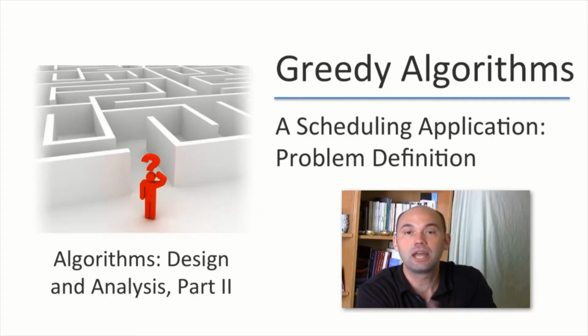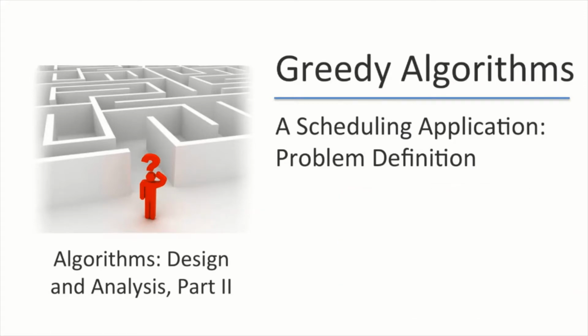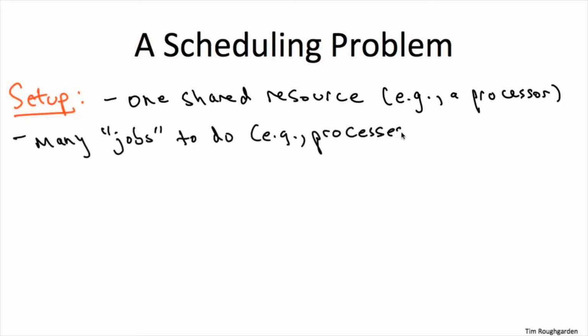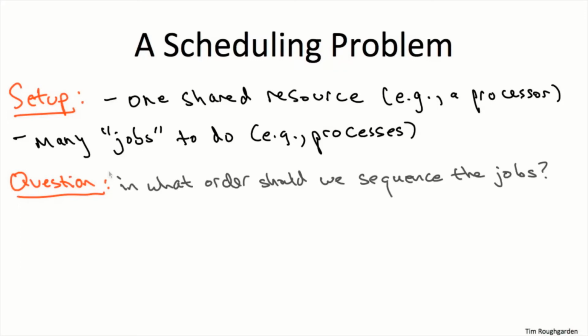We'll start for today just with the following simple scenario. We'll assume for today that there's just one shared resource. This resource could represent any number of things. For concreteness, you can think of it as a computer processor. And then there are a lot of different things that have to get done. For example, there are a lot of processes that have to be handled by this processor. And the algorithmic question we're going to study is, in what order should we sequence these jobs? Which one should we do first? Which one should we do second? And so on, all the way up to which one should we do last.